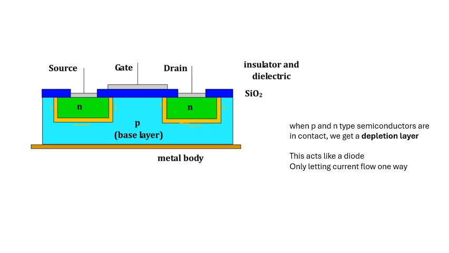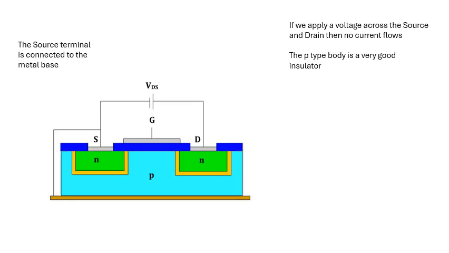One important point is that at the moment current can't flow from the drain to the source because the P-type is a very good insulator. Now, if we put a voltage between the drain and the source, by the way, we connect to the metal base, so that's earthed. If we put a voltage between the drain and the source, there is no current, because the P-type is a very good insulator, so there's no current between the drain and the source.